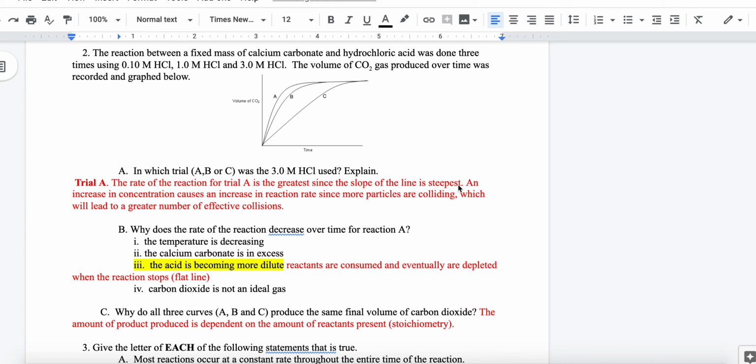And for part C, we end up all producing the same volume because of stoichiometry, just the concentration of the reactants, the mass of the calcium carbonate. Since various concentrations were used and we produced the same volume, it must have been the calcium carbonate that was limiting because it didn't matter that we started with different concentrations of acid. We had the same final product. So that's another little tidbit there.